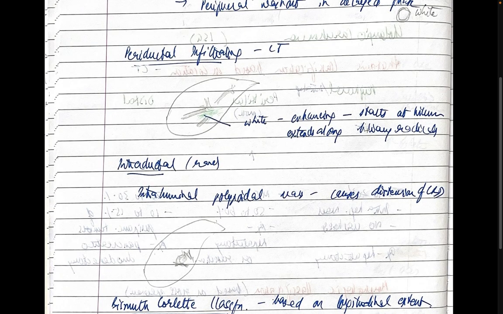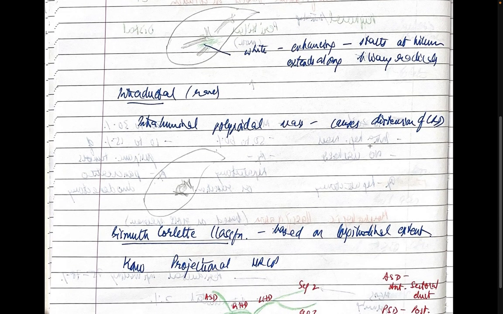Periductal infiltrating. On the CT scan, we see white enhancing, which starts at the hilum and extends along the biliary radicals. Intraductal is rare, and you see intraluminal polypoidal mass, and there is a distension of the CBD because of this.